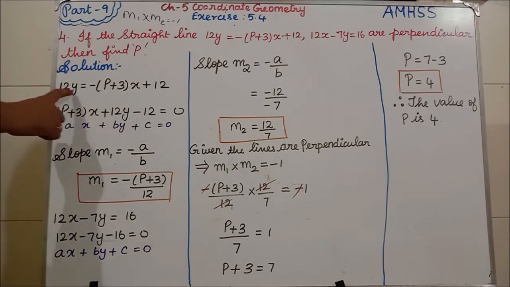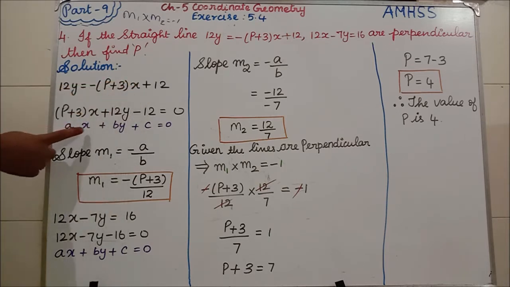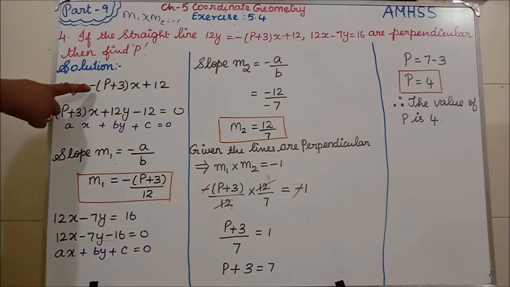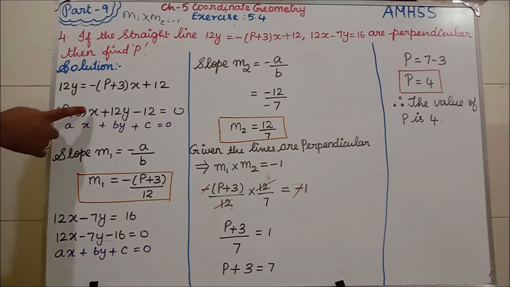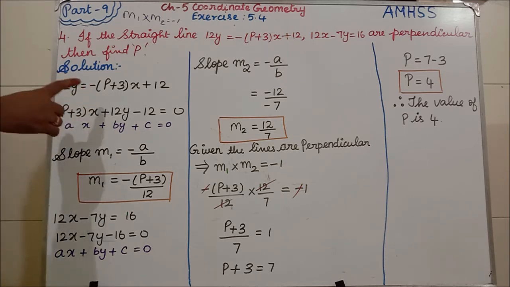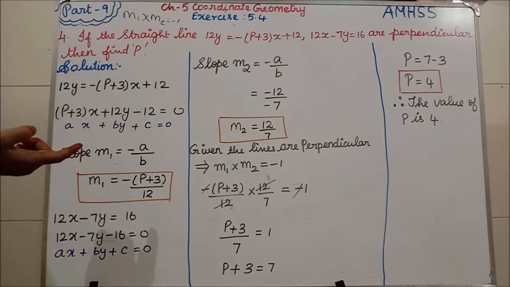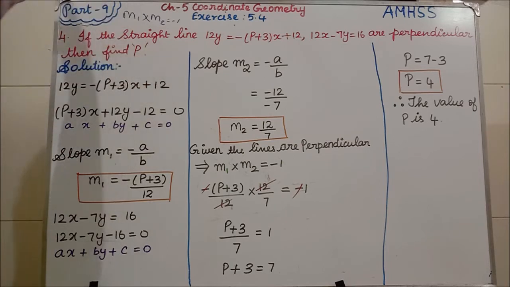So, I am going to change the given first equation into this form. I need the x term to be first, so I am taking this term to the left hand side. Minus will become positive: p plus 3x. Clear? Next we need the y term. Already on the left hand side we have 12y, so just write 12y itself. Clear? Then the constant term. This constant term will come this side, it will become minus 12 equal to 0.